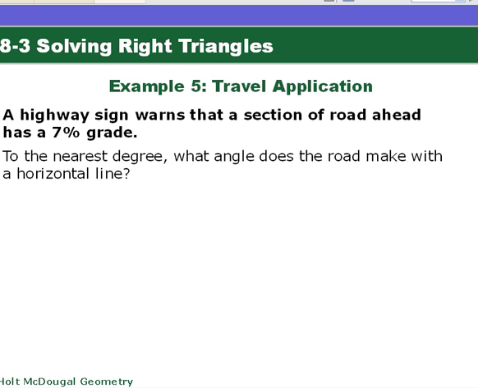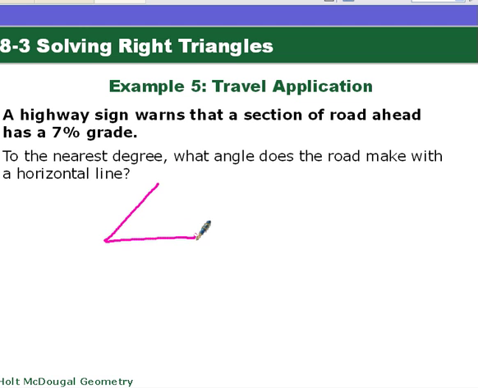Continuing on, a highway sign warns that the section of road ahead has a 7% grade. To the nearest degree, what angle does the road make with the horizontal line? Ooh, draw a picture, draw a picture. Yes, so I will draw a picture. So 7% means I'm going to be going up 7 and over 100.